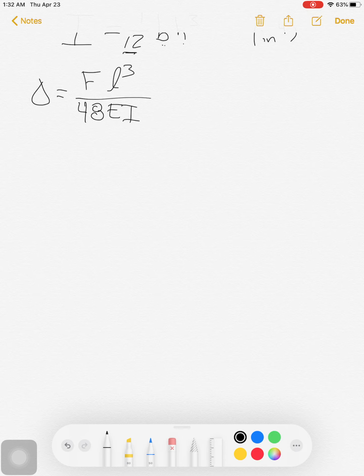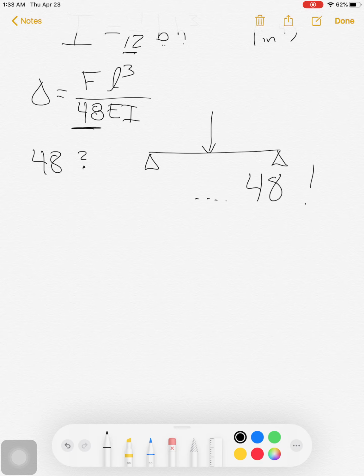Now, you may wonder where this 48 number comes from. Like, why is it 48? And actually, this number can change depending on how you hold the beam. Now, I only need you to know two types. If I have a beam that's called simply supported, which means it's held on each end, and we apply a force in the middle, the number you're going to use is 48.